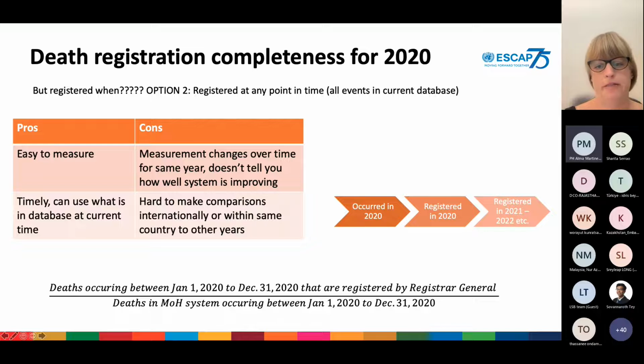But the cons are that your measurement is going to change over time. With each passing year, your completeness would change. If you look at deaths in 2010, when you examine it that same year maybe it's 30%, in 2011 it goes up to 35, and in 2012 it goes up to 40. So you have this metric that's changing over time, even though those deaths occurred in the same year. That makes it challenging to make comparisons, either internationally to other countries or within your same country over time, to understand how your system is improving, because you want to know each year how your registration completeness is improving over time.